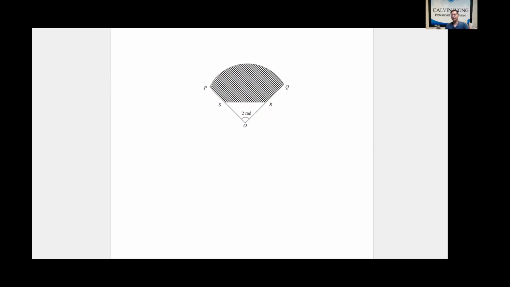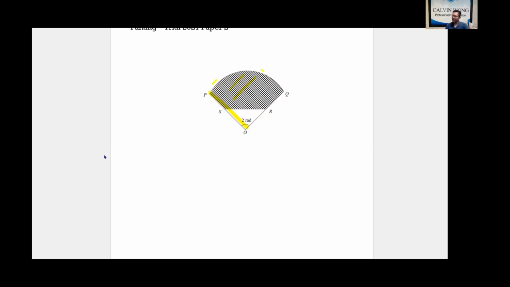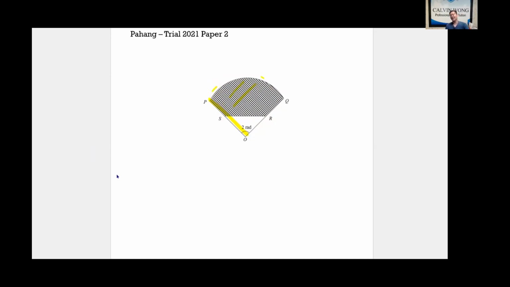From this diagram, I can see it's a sector. Usually they will ask me to find the area and perimeter of the shaded region. That's all. This one is considered a low-level question. From which year, from which state? From Pahang, they are so kind. They give you this kind of question.